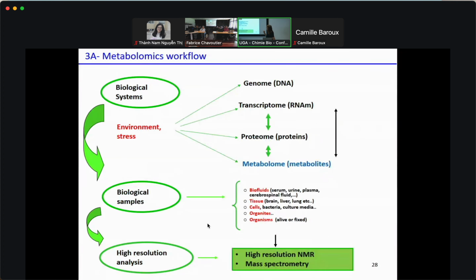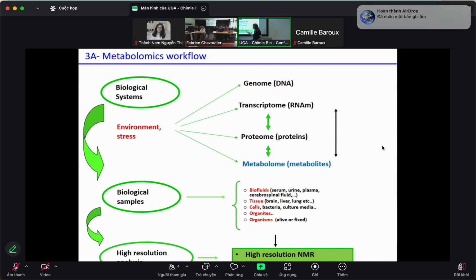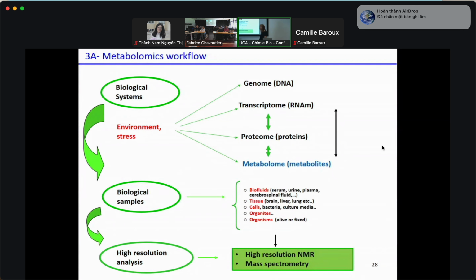So in this global workflow, as I told you, we select the relevant biological sample to study what we want to study. And after that, it's necessary to use high-resolution analytical methods. And the two most important high-resolution analytical methods are NMR and mass spectrometry.